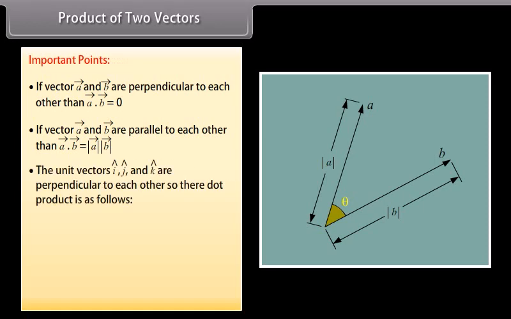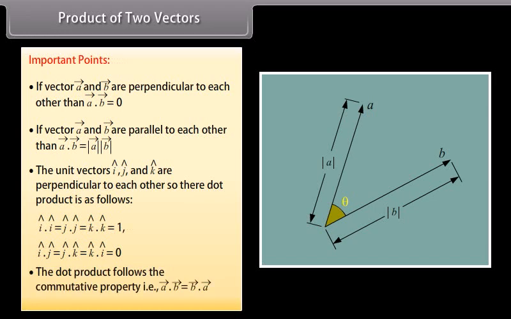The unit vectors cap I, cap J, and cap K are perpendicular to each other, so their dot product is as follows. Cap I dot cap I equals cap J dot cap J equals cap K dot cap K equals 1. Cap I dot cap J equals cap J dot cap K equals cap K dot cap I equals 0.